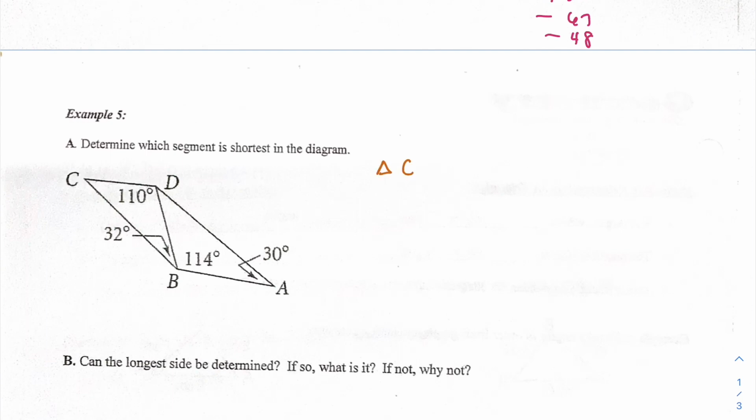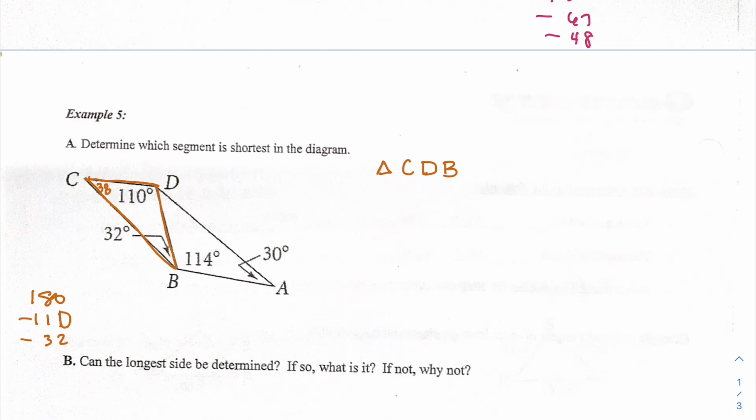All right, next one. It says determine which segment is shortest in the diagram. So we're going to look at each triangle separately. The first triangle I'm going to look at is triangle CDB. Okay, we have two angles in there. We've got the 110 and the 32. I'm going to find that missing angle real quick. 180 minus 110 minus 32 gets me 38.